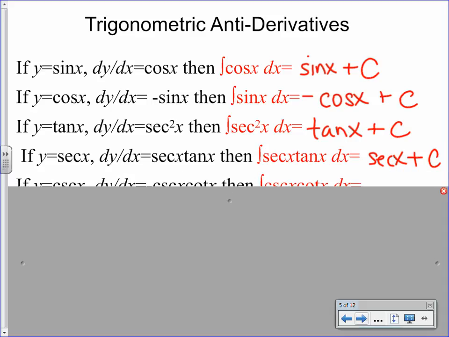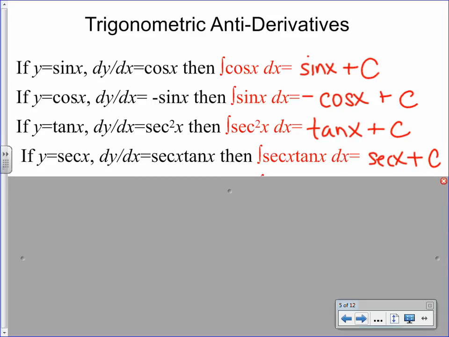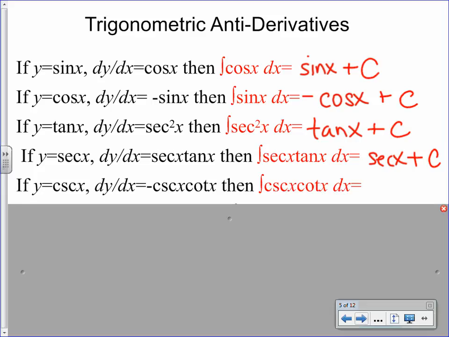What's the derivative of cosecant? Negative cosecant cotangent. So if we're taking the antiderivative of cosecant cotangent, we're going to get negative cosecant. So that's plus c.